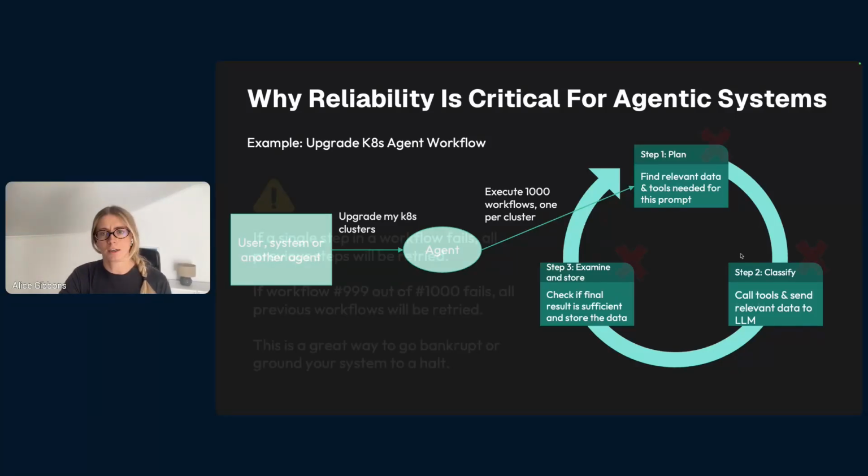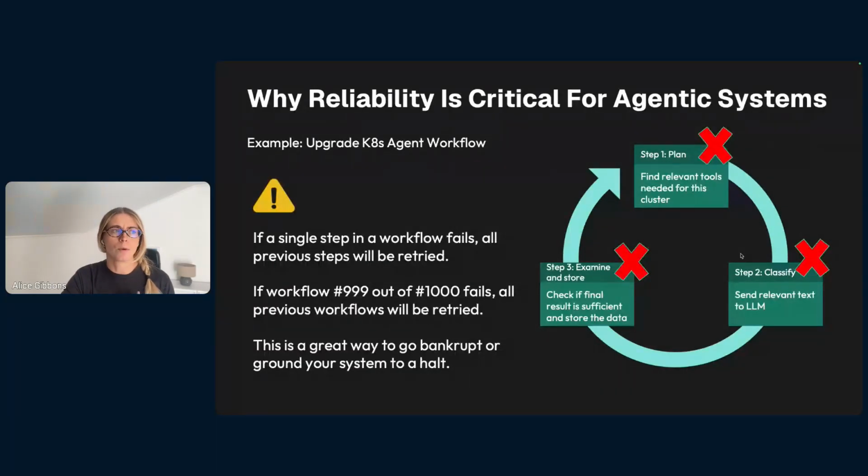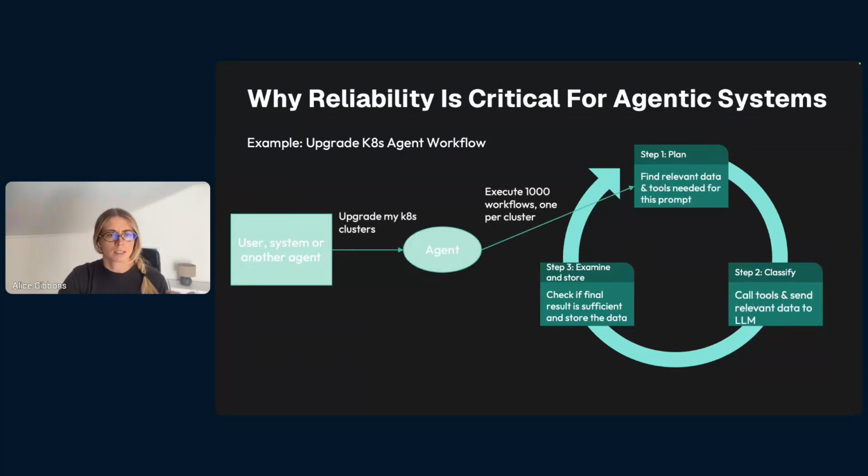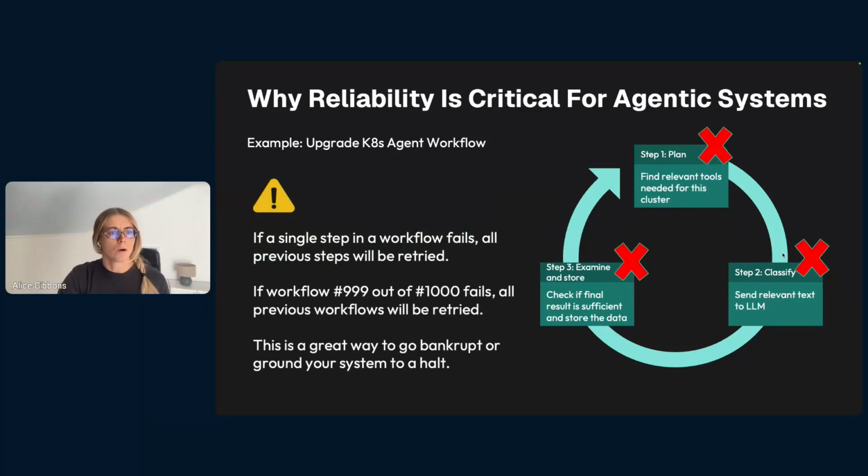Now imagine what happens when they are failing, or when you have some sort of network latency or infrastructure failure, whether that's an availability zone or a mandatory security update from your cloud provider. All of these are super common scenarios, whether you're running in the cloud or on-prem. Failures are inevitable for sure. And so if a single step in this plan, classify, examine, and store workflow fails, all the previous steps will have to be retried. You will have to start from the very beginning, essentially, for each one of those clusters.